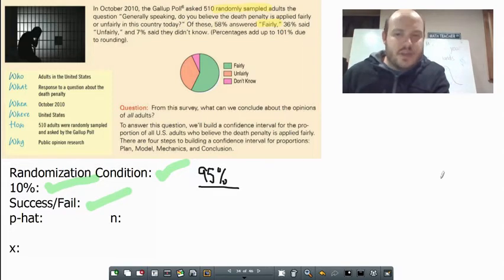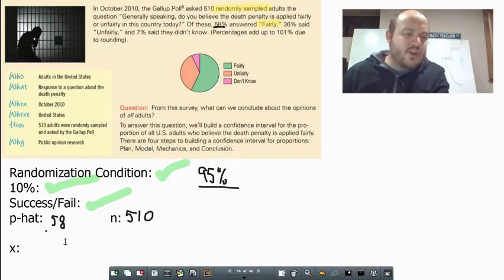But we can plug in these other things. If you look at the question, do we have a p-hat? Yes, we said we're going to go with the largest one of the answers. So our p-hat here is going to be the 0.58. All right. N is our sample size. So in this case, that's going to be 510.